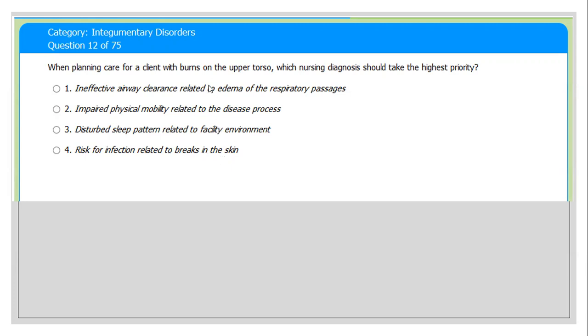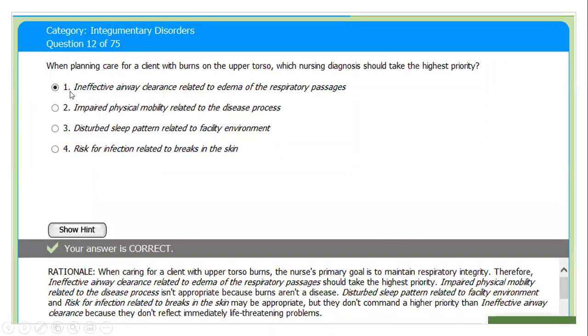So out of four, definitely number three is not an answer. Number 2 and 4, risk of infection: it is important to prevent infection, but respiratory passage, or maintaining the airway and breathing, is the highest priority. So the correct answer is number one, ineffective airway clearance related to edema of the respiratory passages.